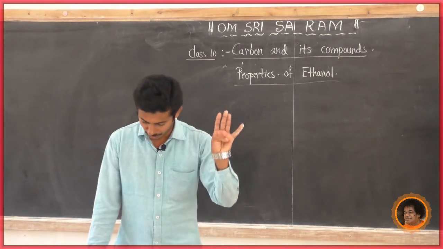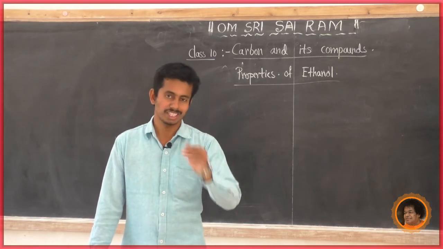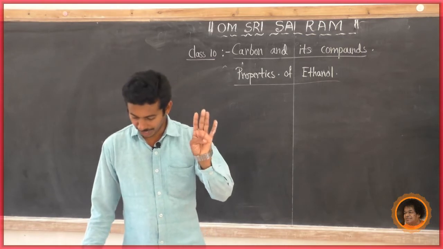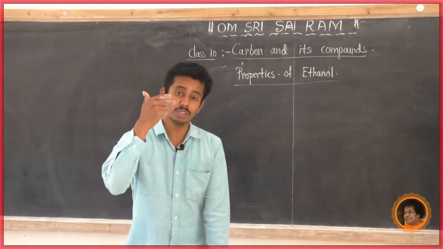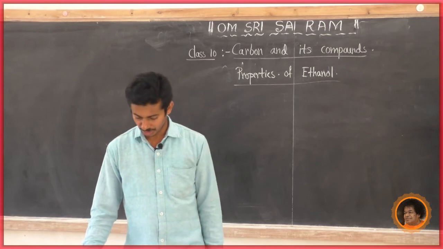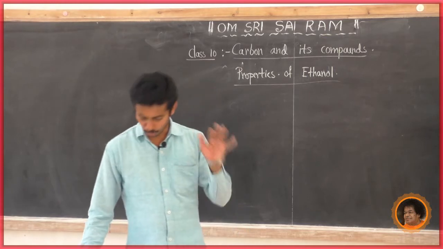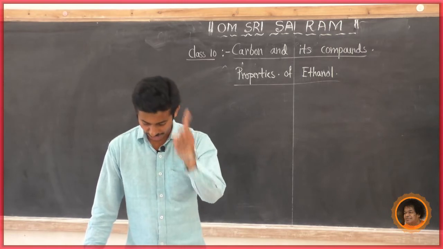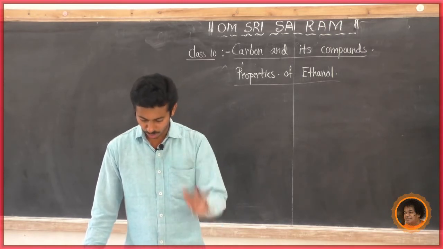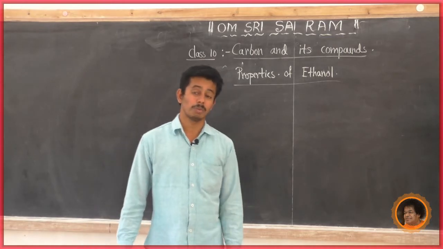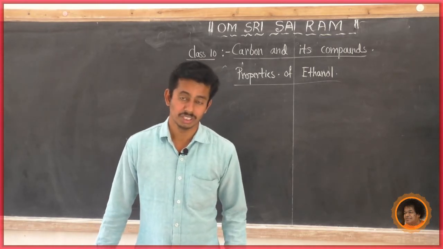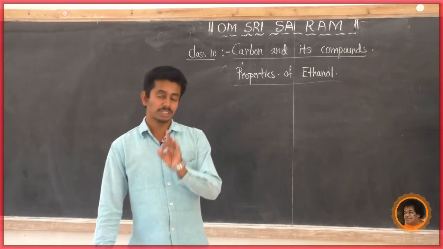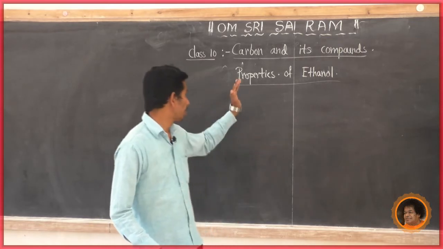Write the properties of ethanol. One is liquid at room temperature, very important. It is a good solvent. Third property is, it is soluble in water. Fourth one is, dilute ethanol causes drunkenness. And another very important thing, the consumption of alcohol leads to many health problems. So it is not good for health. These are the properties of ethanol.